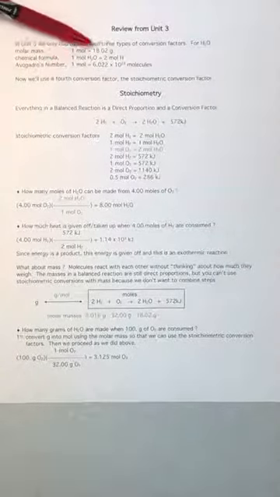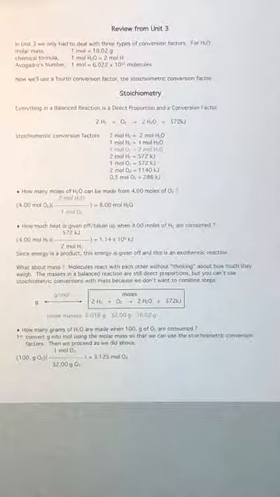We also looked at conversion factors coming from the chemical formula. For example, 1 mole of water would contain 2 moles of hydrogen. It would also contain 1 mole of oxygen. And then finally we used Avogadro's number. We also used Avogadro's number in Unit 2.